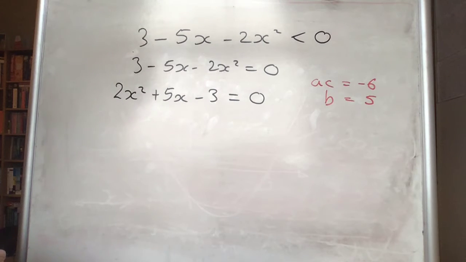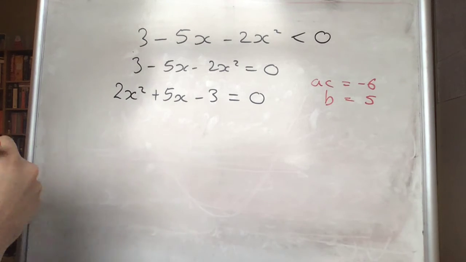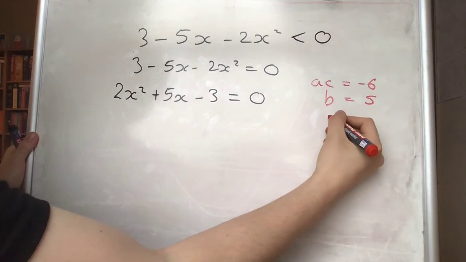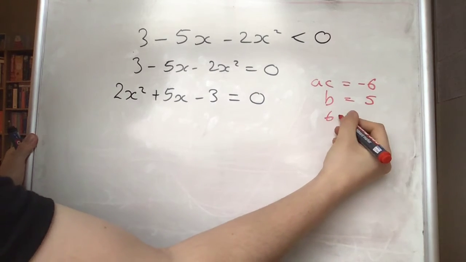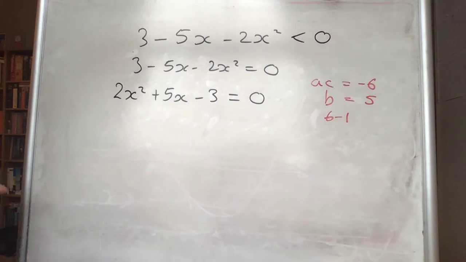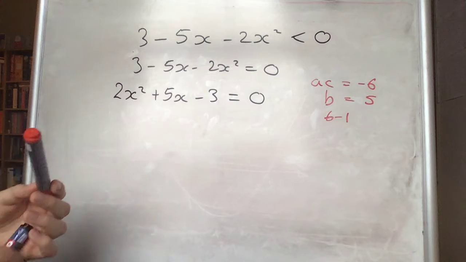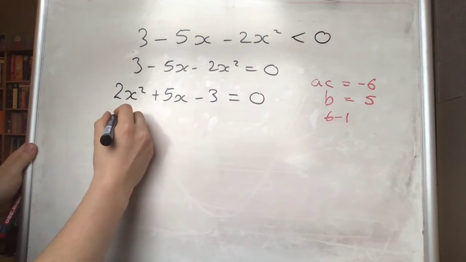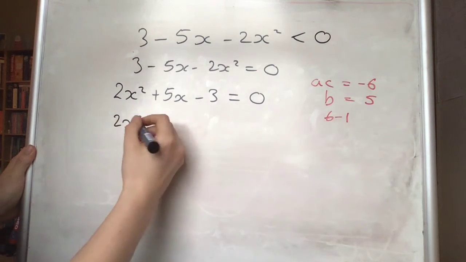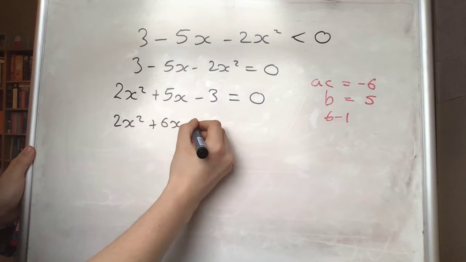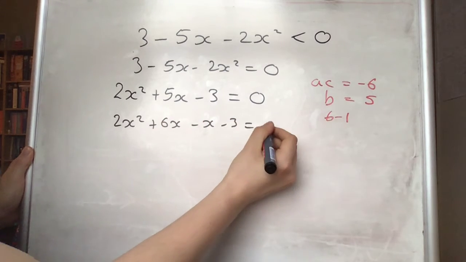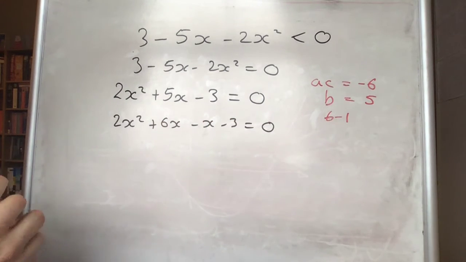And let's have a little think. We've got -6 and -1 would do. Obviously 6 plus -1 is 5, and 6 times -1 is -6. Okay, so what we want to do then is just plug this into our formula. So that gives us 2x squared plus 6x minus x minus 3 equals 0.